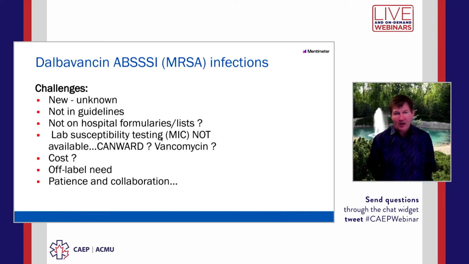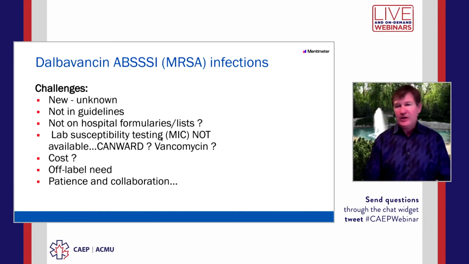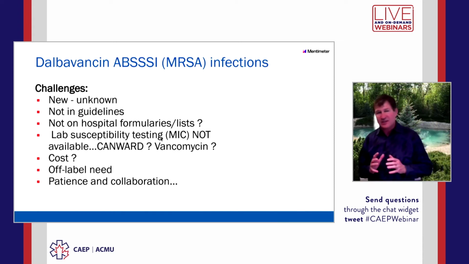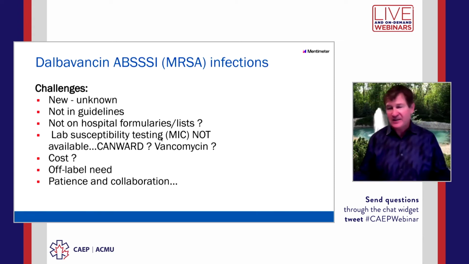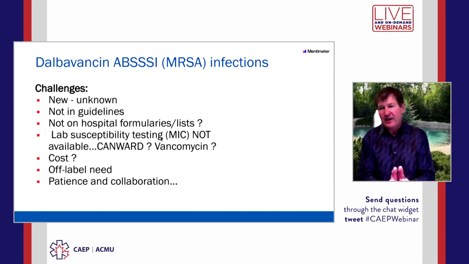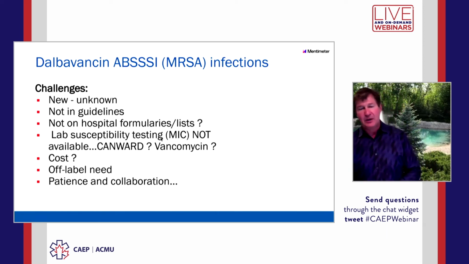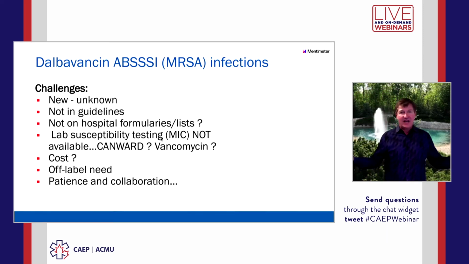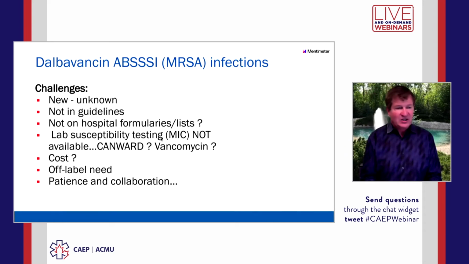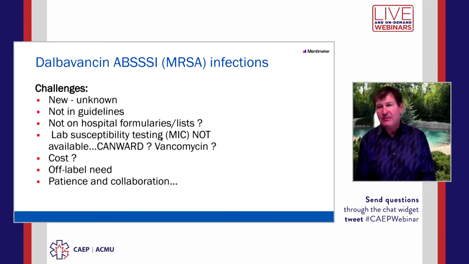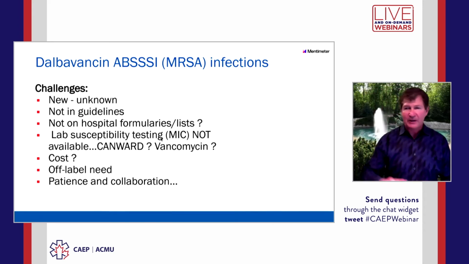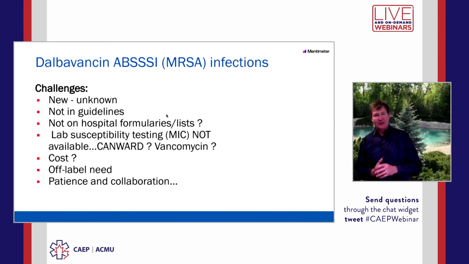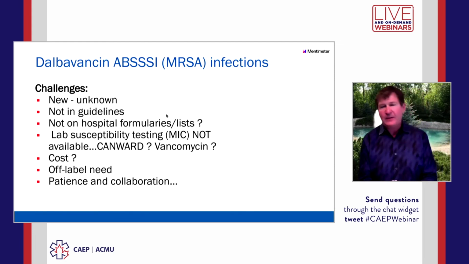From the microbiology side, this is us. No one does lab testing except us for research purposes. So what do you do? You test vancomycin. If the bug is susceptible to Vanco, it will be susceptible to Dalba. Cost, any new drug is expensive, but there's a pharmacoeconomic case to be made here because you're going to keep people out of hospital. David's going to talk about that. There's a huge off-label need here.